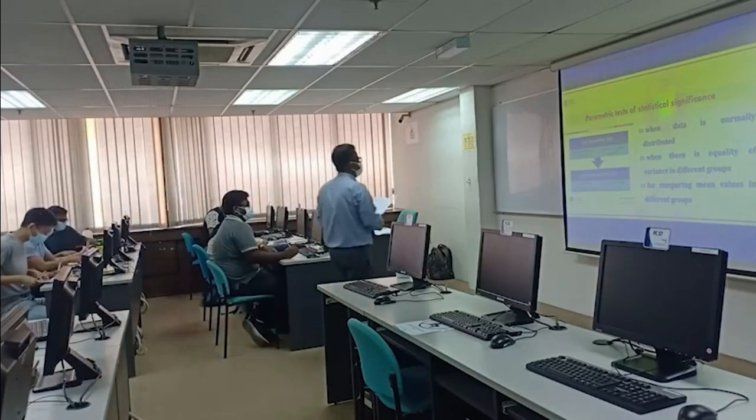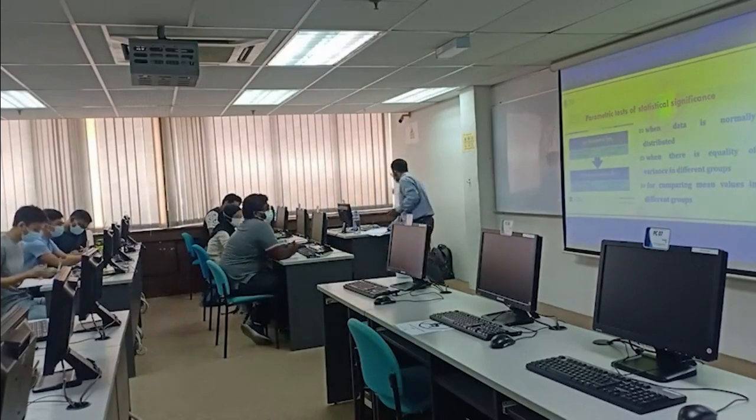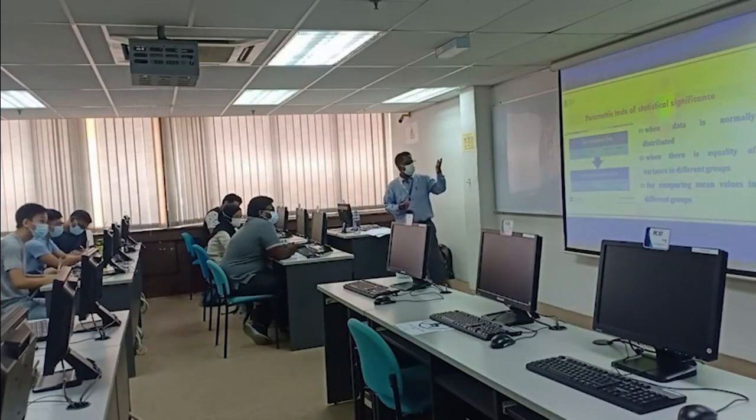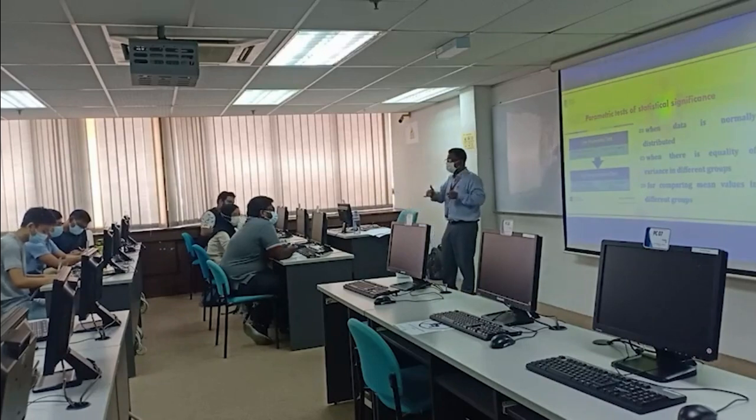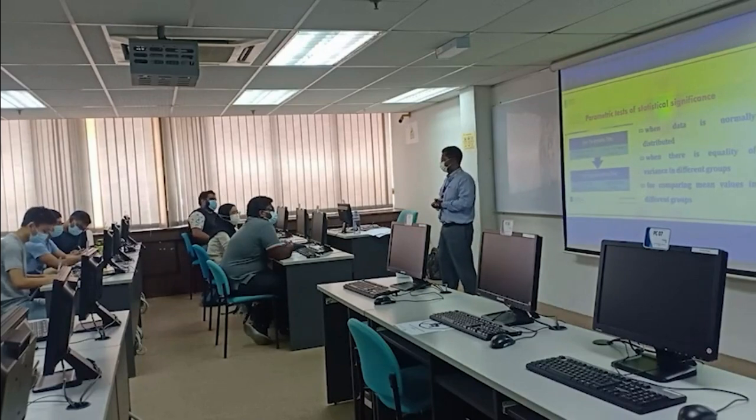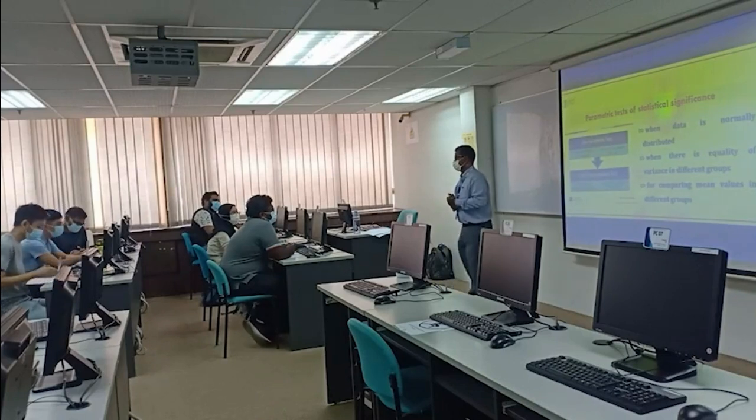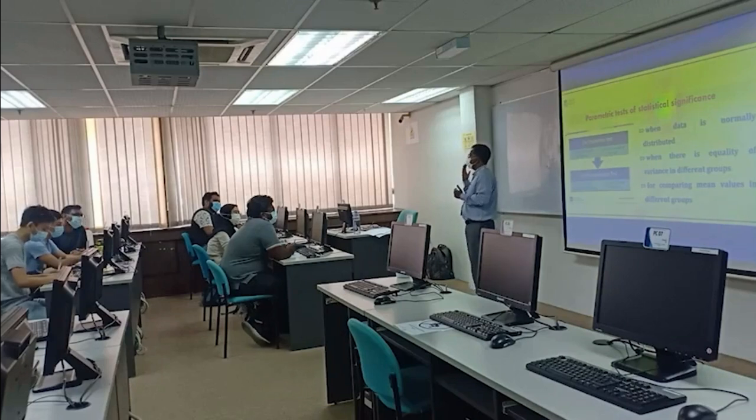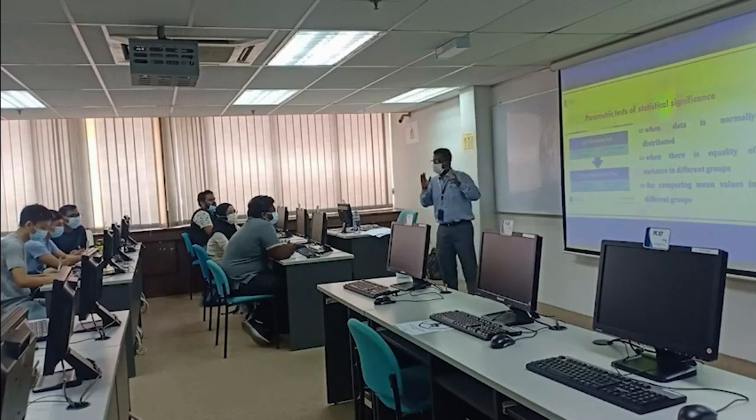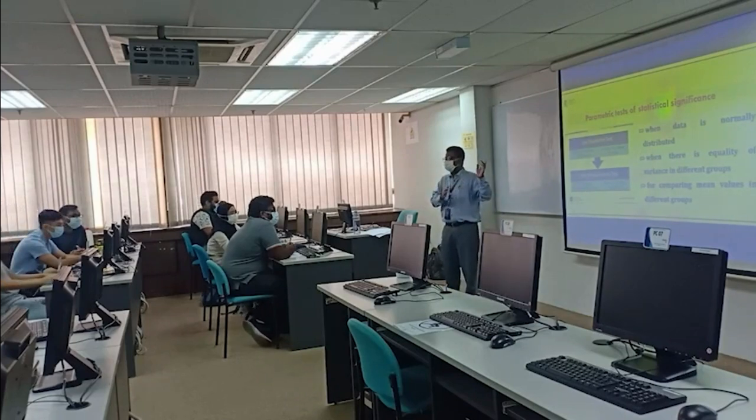So as we know, when data is normally distributed and when there is equality of variance. Variance means what? What do you understand by variance? How the data varies from the central value. Okay, it is the square of standard deviation. All of you know about standard deviation, right? Square of standard deviation is known as variance. Understand? So it's when there is equality of variance only, we can apply parametric test.